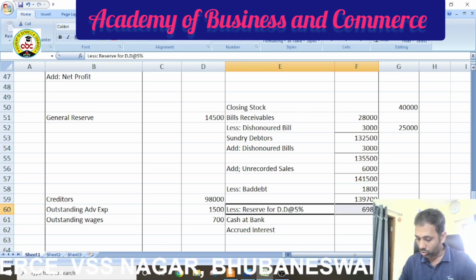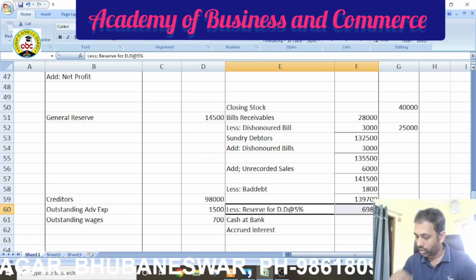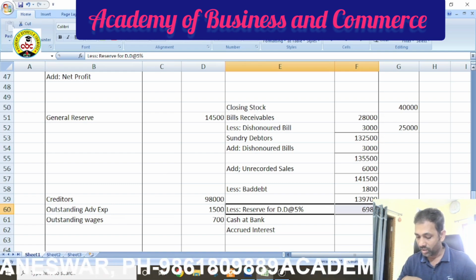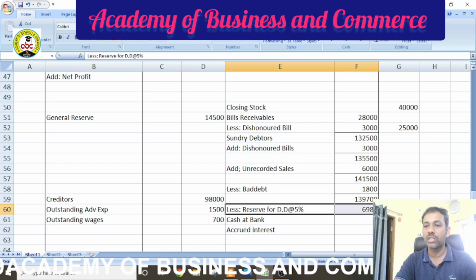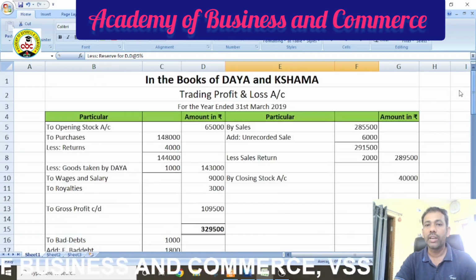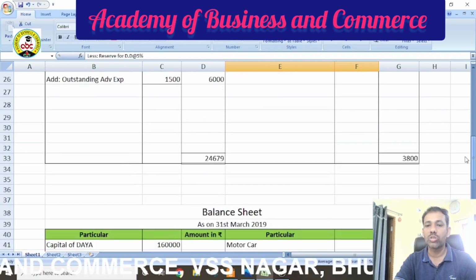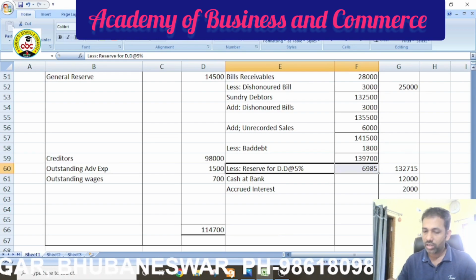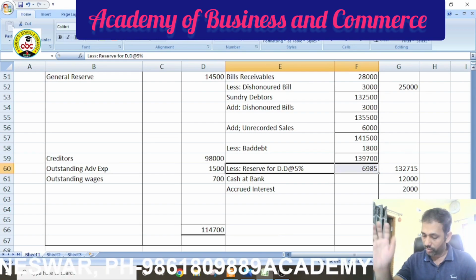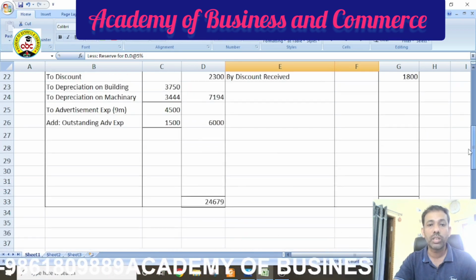expenditure. Then goods worth 6,000 were sold but not recorded in the books of account. So that 6,000 we have taken as goods sold here, added with the debtor and also added to the sales record. So the dual entry is also made. So this is all about our adjustments. Now all the items have been taken and the check-out is done.